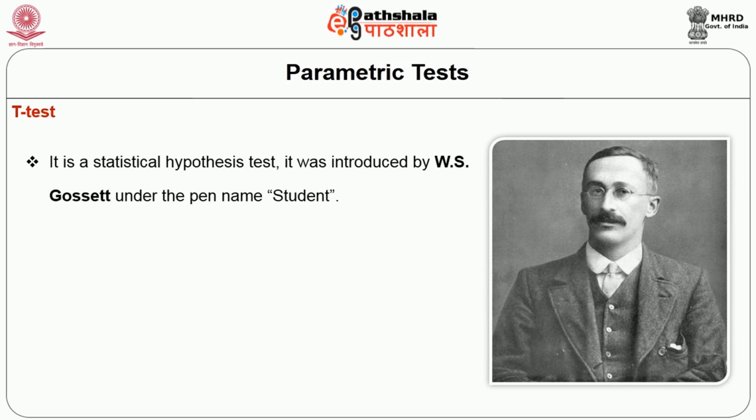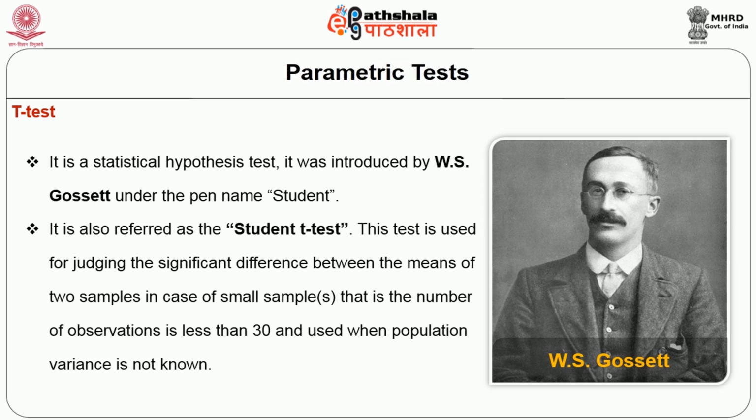A t-test is a statistical hypothesis test. It was introduced by W.S. Gosset under the pen name Student. It is also referred to as the Student t-test. This test is used for judging the significant differences between the means of two samples in case of small samples, that is, the sample size is less than 30, and used when the population variance is not known.